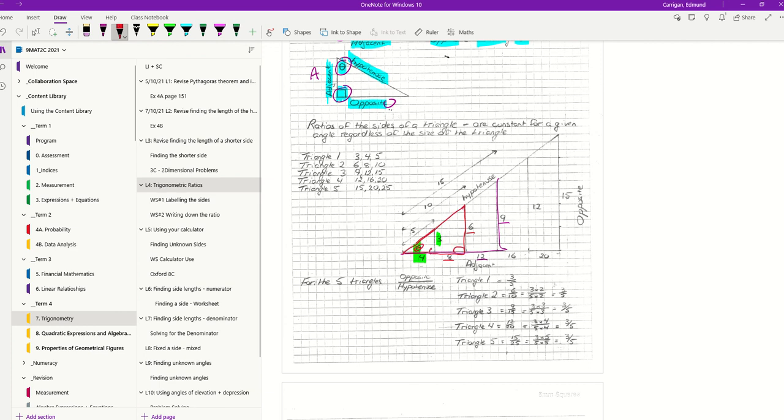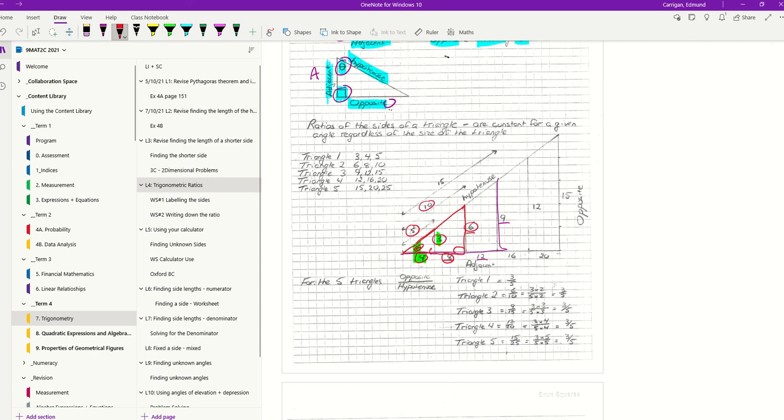These are all right angles and this angle is the same. And we can see as I increase, if I double this triangle and go from 4 to 8, this side doubles from 3 to 6, this side doubles from 5 to 10.